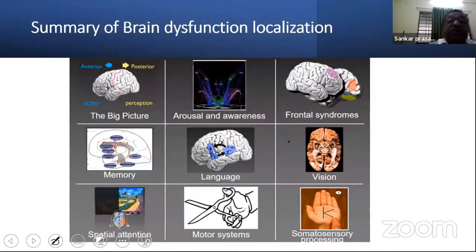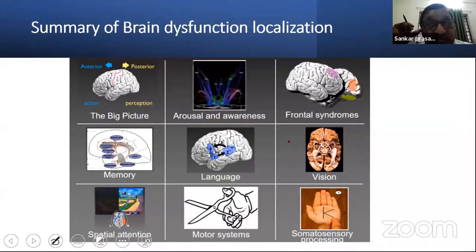We have talked about the big picture, where the anterior is action oriented, the posterior is perception oriented. There is a ventral what pathway, there is a dorsal where pathway from the calcarine cortex, right? These are the important issues which we discussed. And the right cerebral hemisphere is perception and the visual or the geographic orientation. The left cerebral hemisphere is language and praxis. That's what we said.